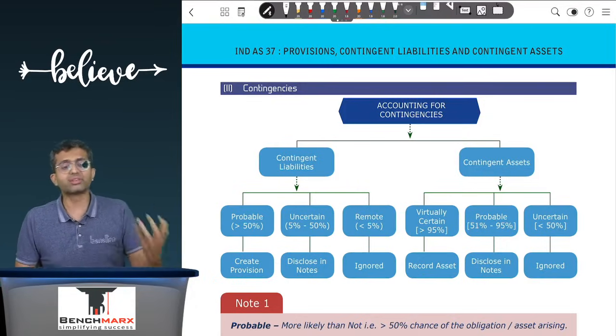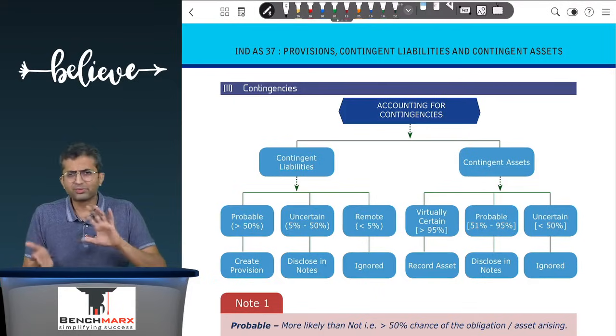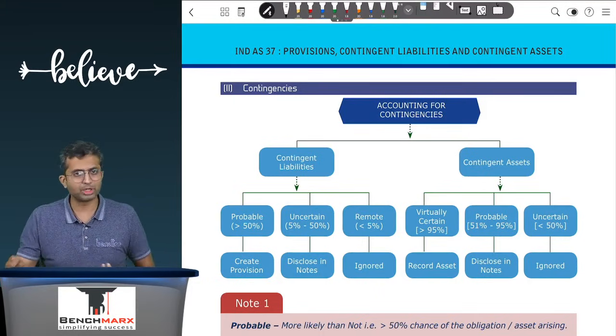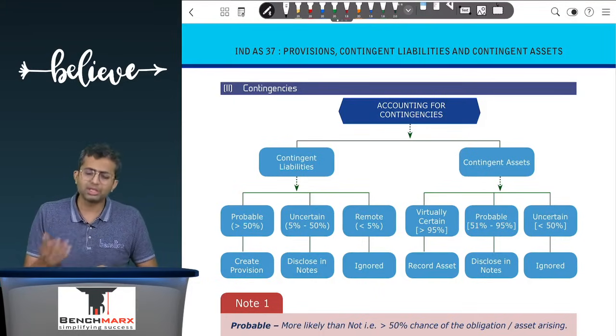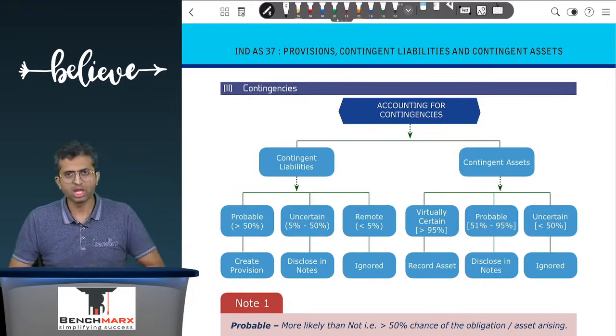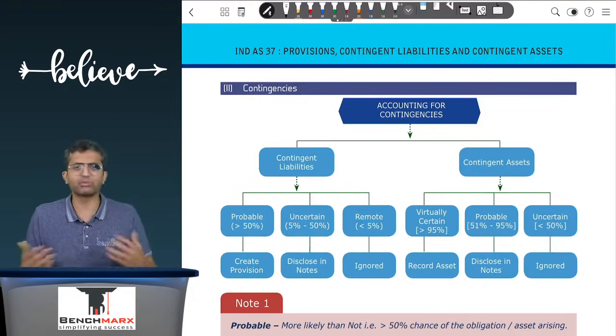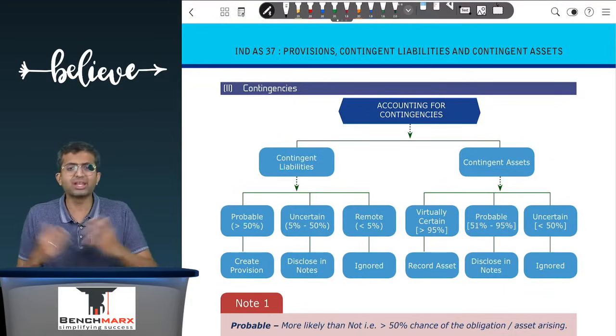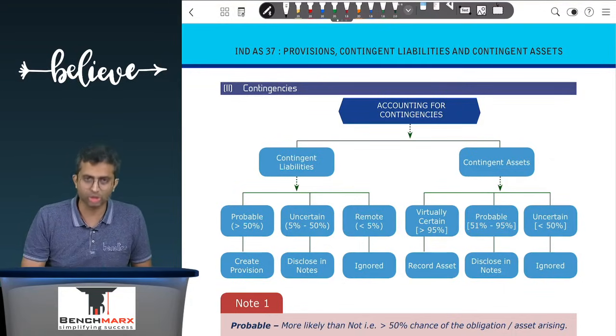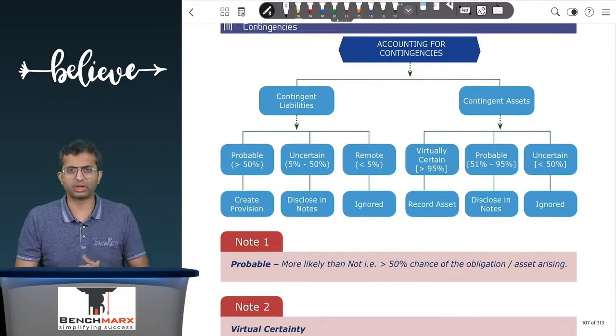However, if there is uncertainty, which means there is 50% or less than 50% chance of a payment to happen, then rather than creating a liability, you will just give a disclosure. In certain cases, the possibility of payment is remote. There is a less than 5 or 10% chance that a payment will have to be made, in which case the standard allows you to even ignore the same. So these are the three things that you have to remember.